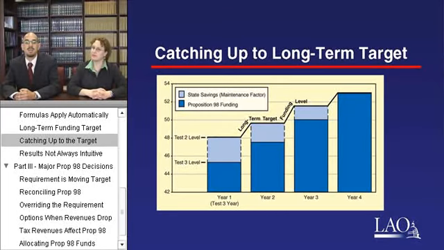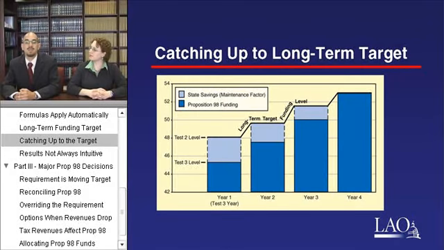This graphic illustrates how maintenance factor works in a Test 3 year. In this hypothetical example, the dark blue bars represent funding that was actually provided. As shown in the Year 1 column, in a Test 3 year, the Proposition 98 funding level is below what it would have been had the Test 2 formula been used. The difference between the two, which is colored light blue, is the maintenance factor. This reflects the amount of savings the state experiences by taking advantage of the Test 3 relief valve. The Test 2 funding level is established as a long-term target.